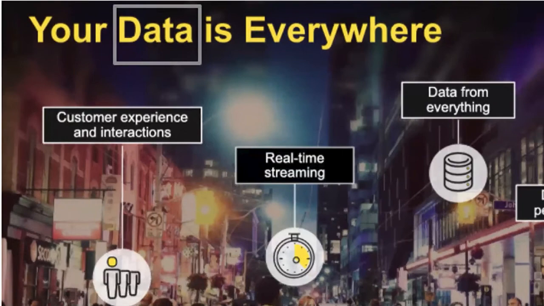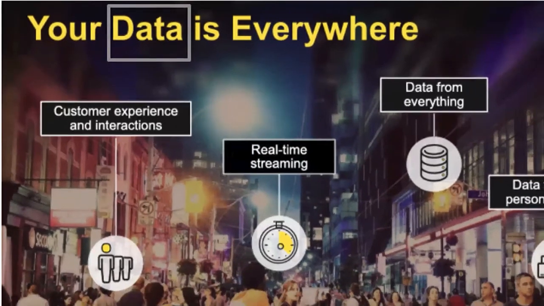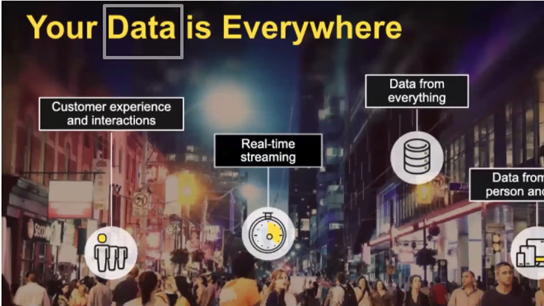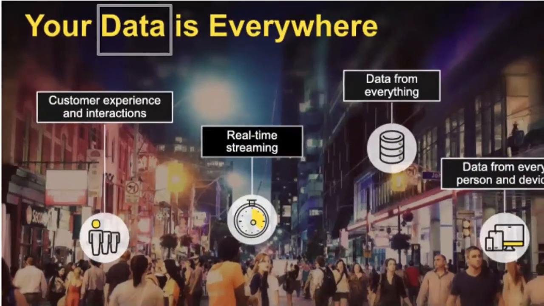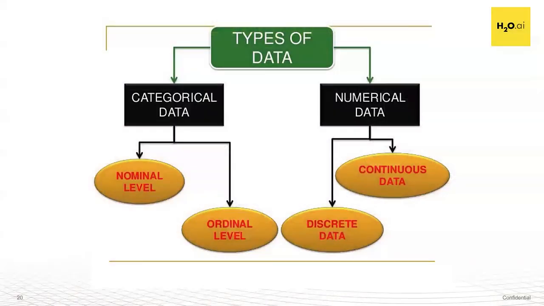Now, data is a very broad term. So what kind of data can you feed to a machine learning model? So typically, there are two sorts of data: categorical data and numerical data. Further, you could divide the numerical data as either being continuous or discrete. And similarly, the categorical data could either be nominal or ordinal. Now, what does that mean?